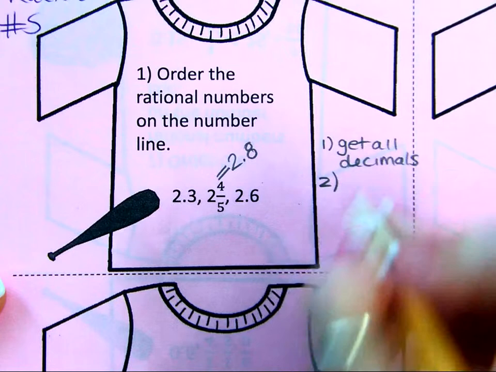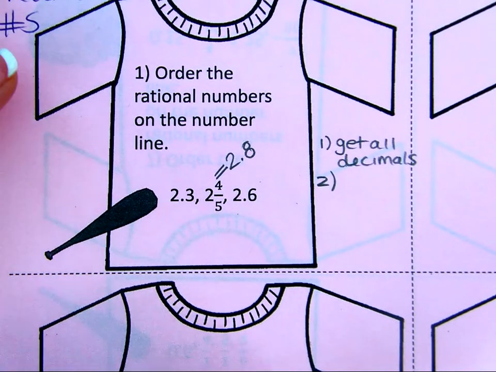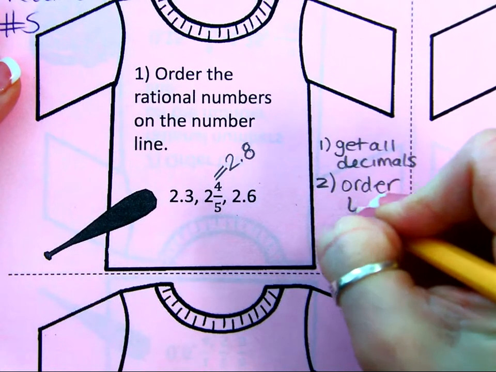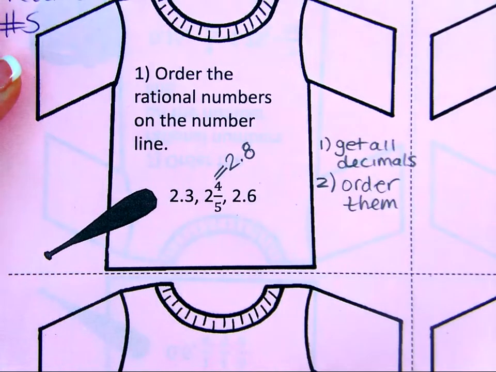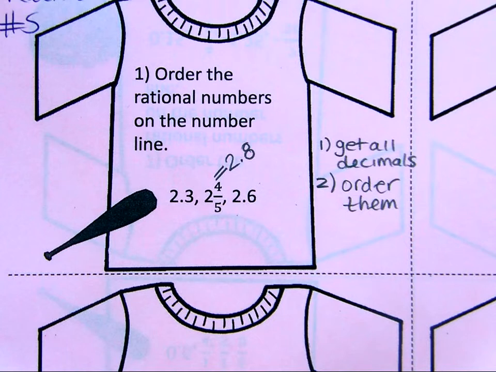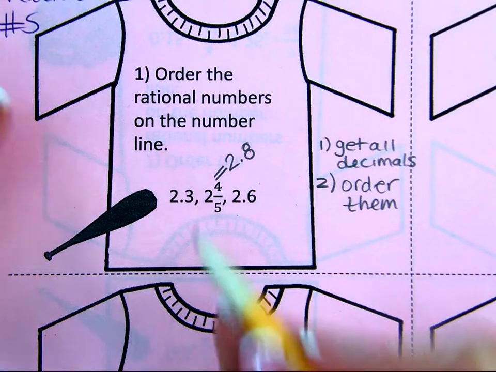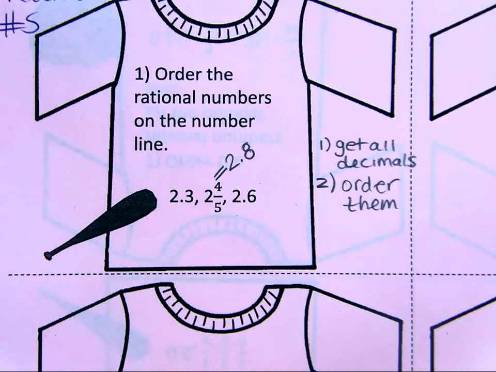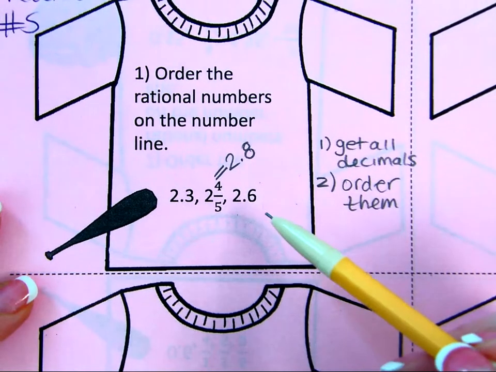Okay? Step 2 is going to be actually go ahead and put them in order. Order them right underneath it. This one's easy. It's going to go quick. So I have money. I have $2.30, $2.80, $2.60. Now, when you order them, be careful though. Watch, please. You are not to use the all decimal form.